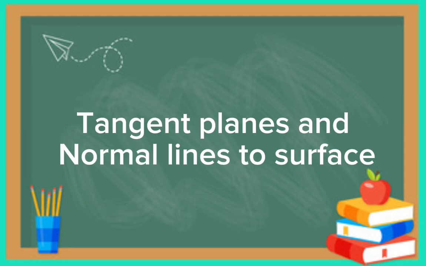Good day everyone. Today we will talk about tangent planes and normal lines to surfaces. So, for surfaces defined implicitly by equations of the form f(x, y, z) = k, where k is a constant, we cannot always solve explicitly for z as a function of x and y. These are called level surfaces of the function f.